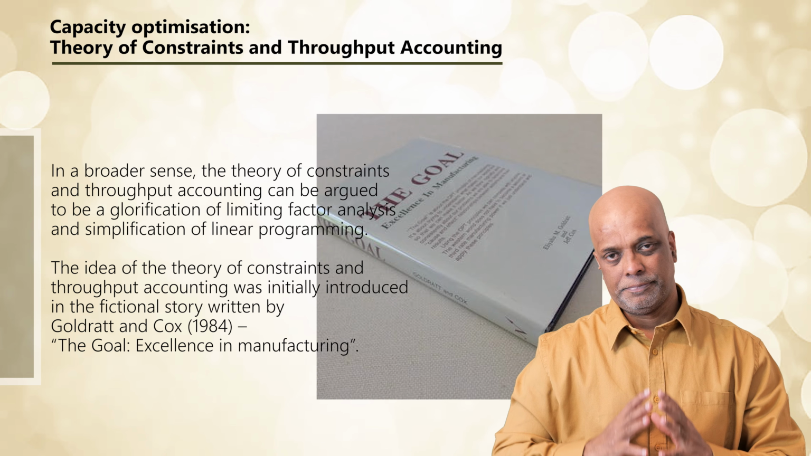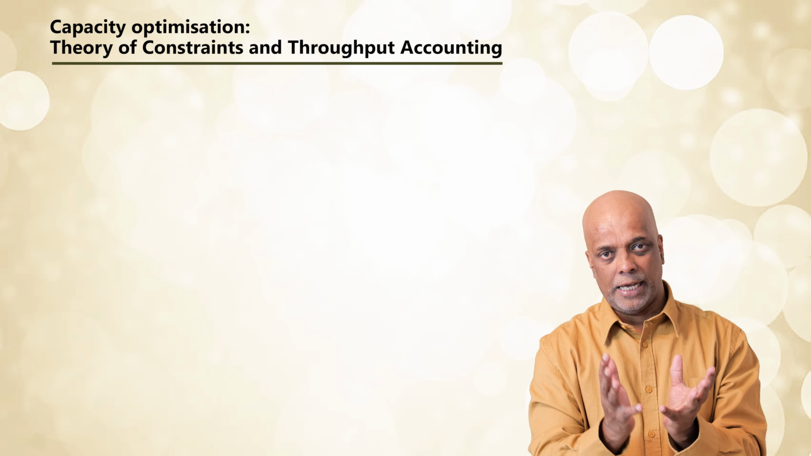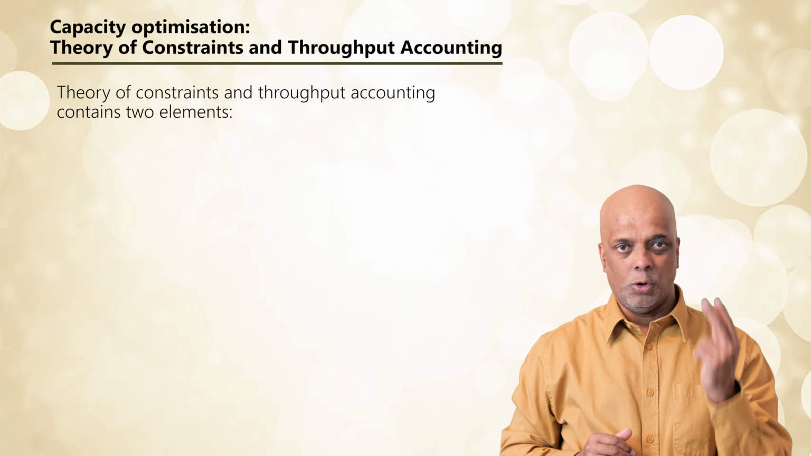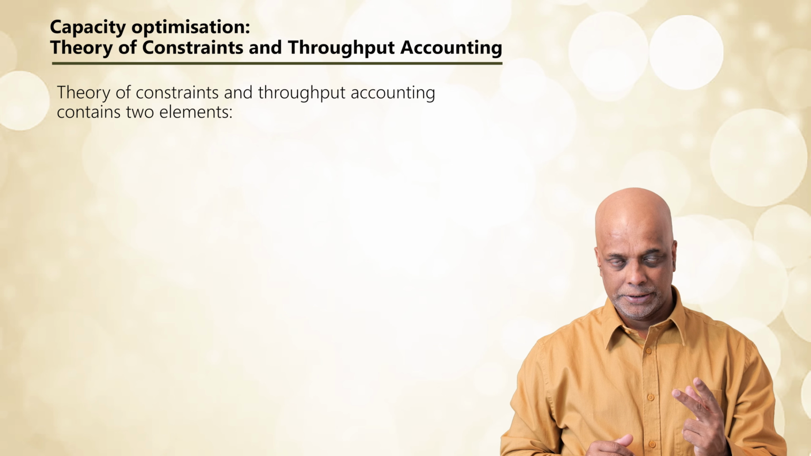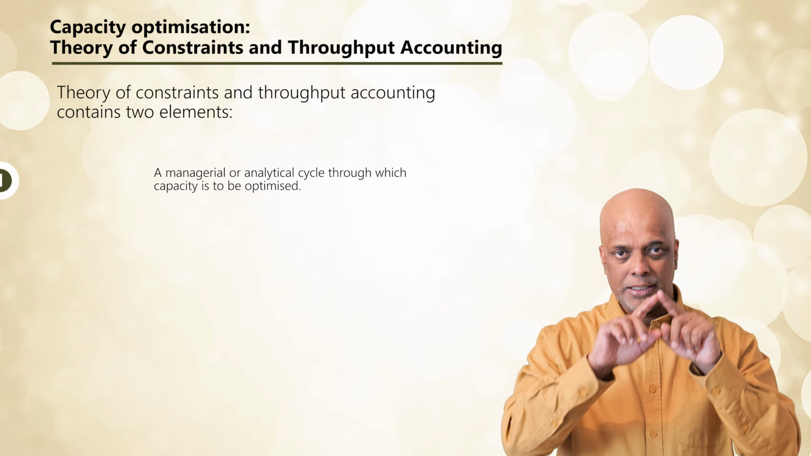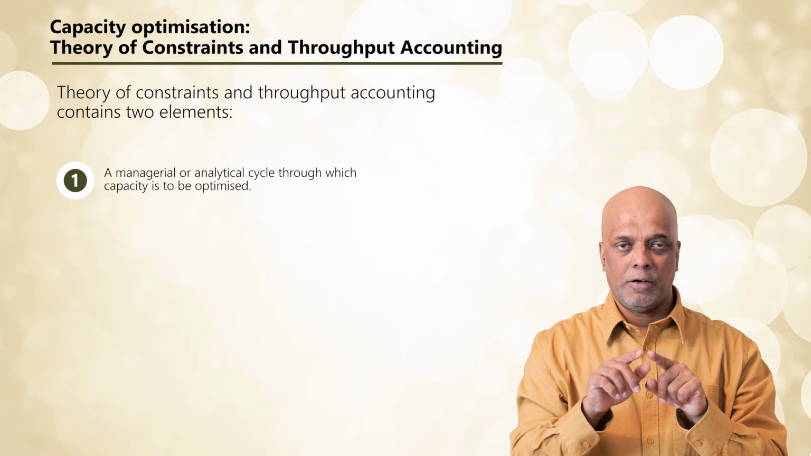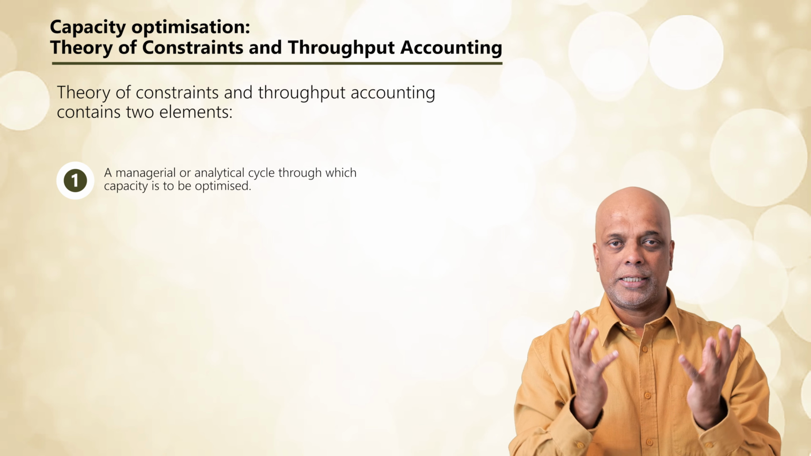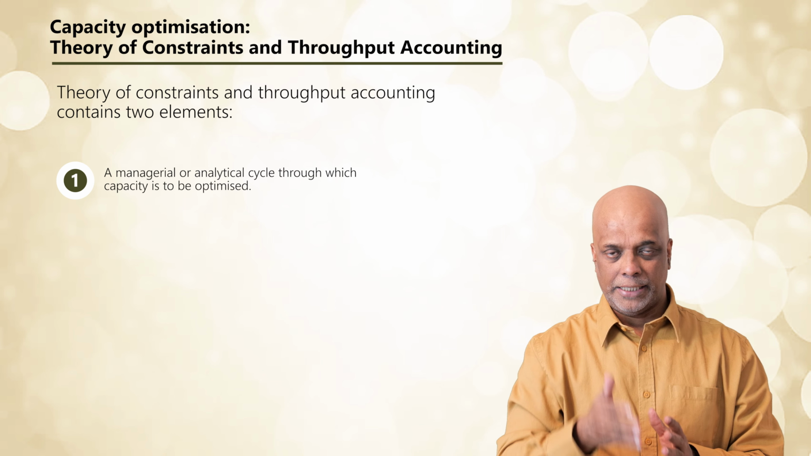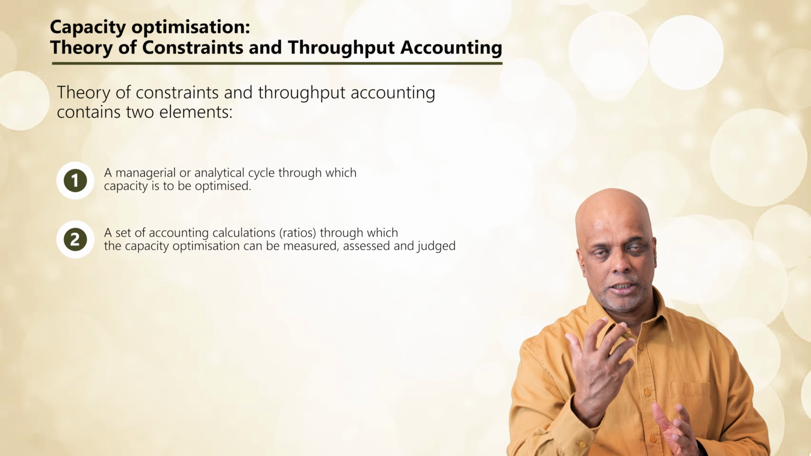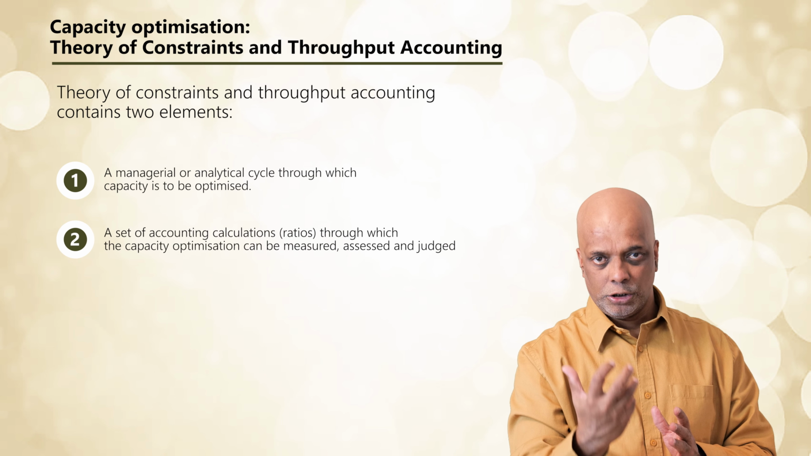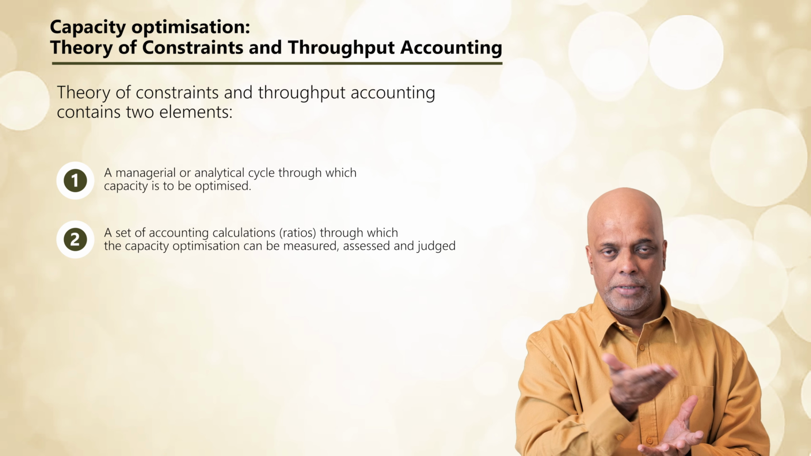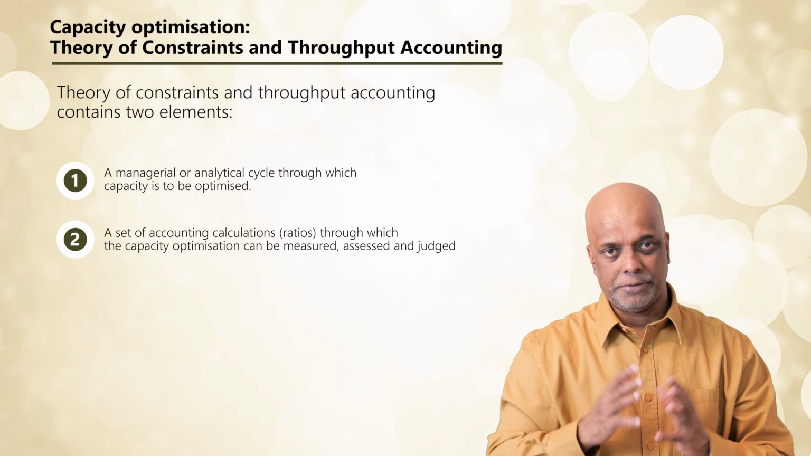And also, he suggests a particular set of calculations, accounting ratios through which the capacity optimization can be measured, evaluated, and judged. So, in a broader sense, theory of constraint and throughput accounting involves two key elements. The first one is a particular cycle of managerial analysis through which capacity can be optimized. And secondly, a particular set of calculations, ratios through which the capacity optimization can be measured, assessed, and judged.